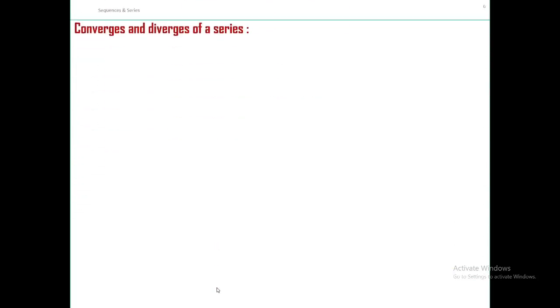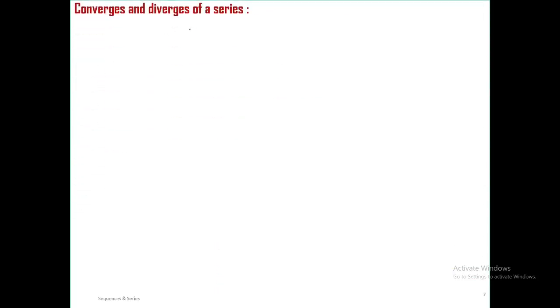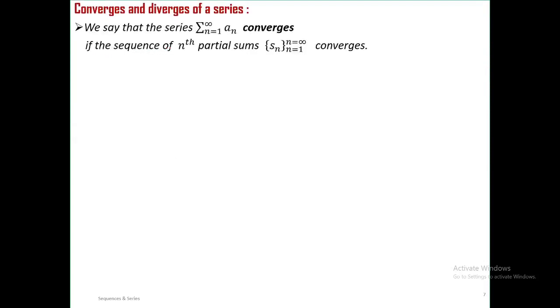Okay. So next one, the convergence and divergence of series. This is the main thing. Look at it. We say that a series converges if the sequence of nth partial sums, which is nothing but this one, Sn, n running from 1 to infinity, converges. If the sequence converges, then you can say that this series converges. So there is a link.